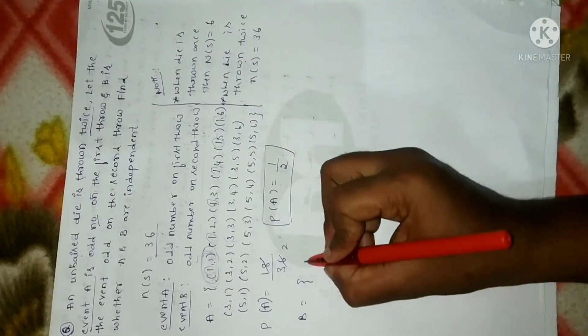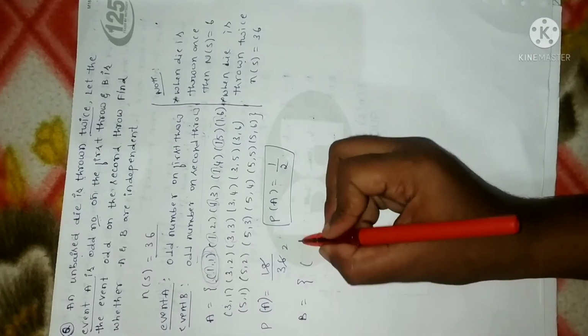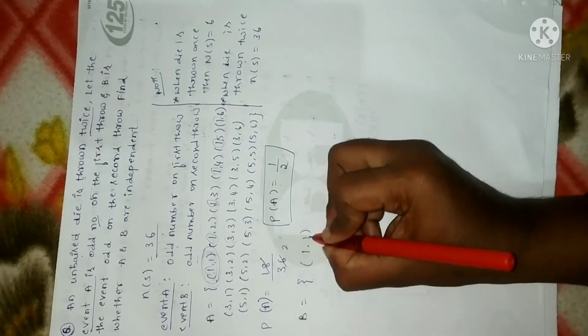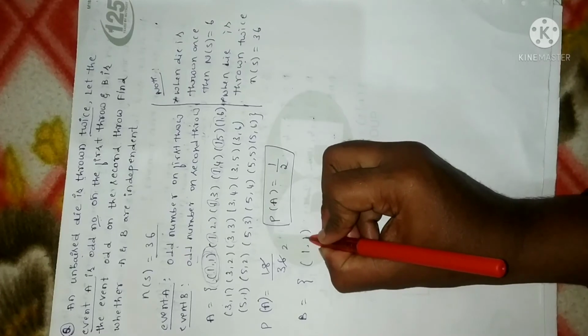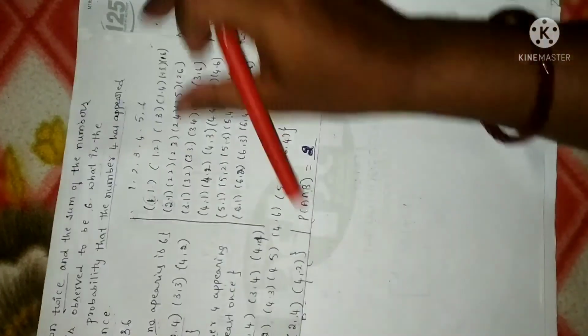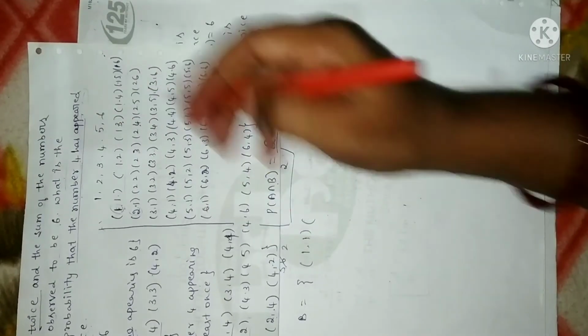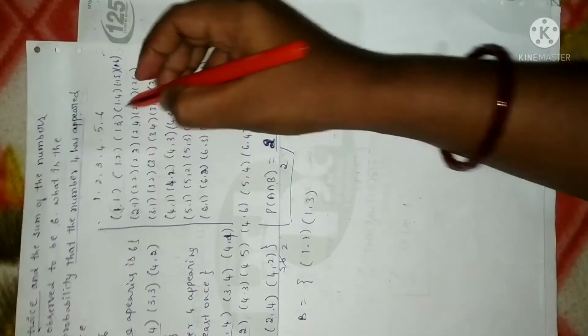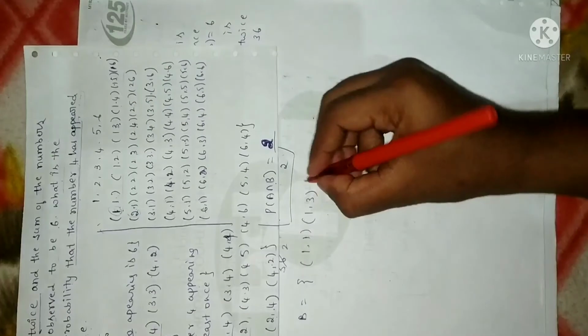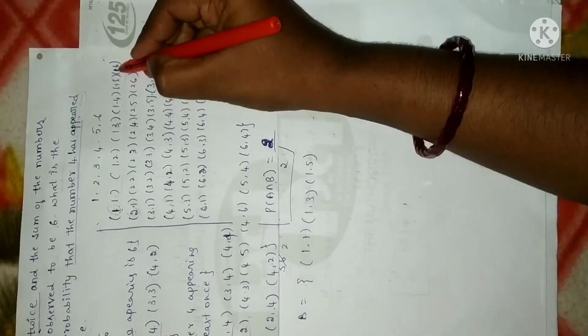No matter whatever may be the first number, the second number should be an odd number. So clearly 1, 1: the second number is odd. Next 1, 2: the second number is not odd, it is even. Next 1, 3: yes, it is an odd number in the second throw. 4 cannot be odd. Again 1, 5 is odd. Next 1, 6: 6 cannot be odd.